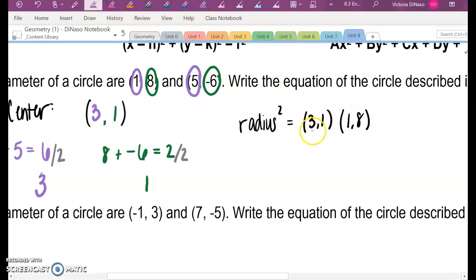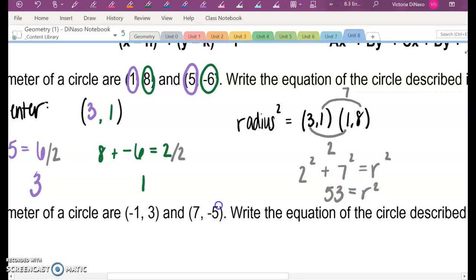So now we're just going to count. From 3 to 1, there are 2 numbers. From 1 to 8, there are 7 numbers. So we've got 2 squared plus 7 squared equals r squared, which is just the Pythagorean theorem. We're just finding the distance between the 2 points, like a squared plus b squared equals c squared. So you're doing 2 squared plus 7 squared. Do not add 2 plus 7 to get 9 and then square that. You'll get 81, which is incorrect. You should get 53, because 4 plus 49 is 53, equals r squared.